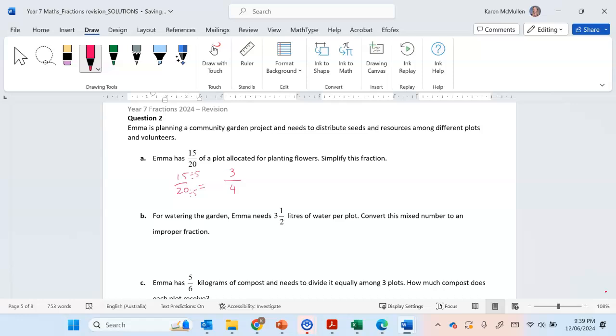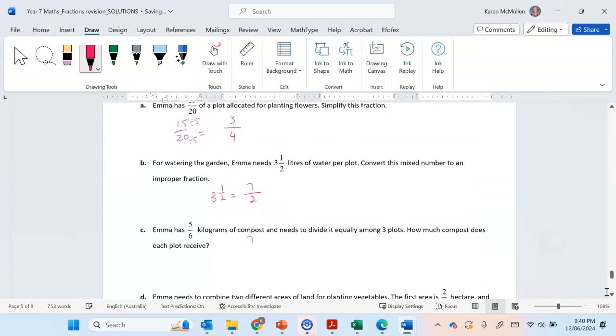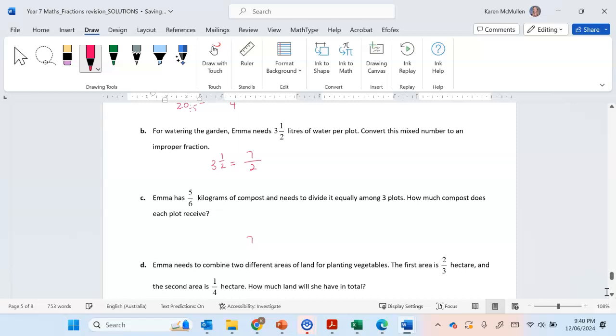For watering the garden, Emma needs 3.5 litres of water per plot. Convert this mixed number to an improper fraction. So 3.5, we just need to keep our denominator the same. So 3 times 2 plus 1 is 7. So 7/2 is an improper fraction. All right, hopefully that's 7 moves.